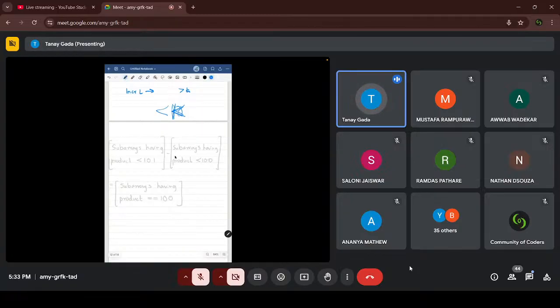The code is giving us the subarrays which have product less than k. So if we calculate the subarrays which have product less than 101 and subtract the subarrays which have product less than 100, we would get exactly 100, right? The subarrays which have product exactly 100.